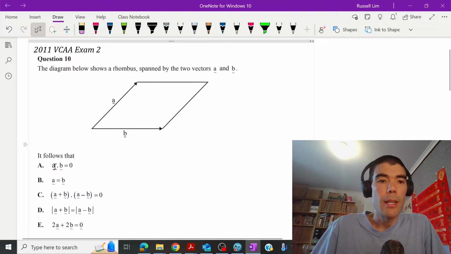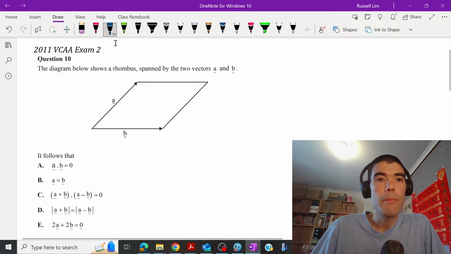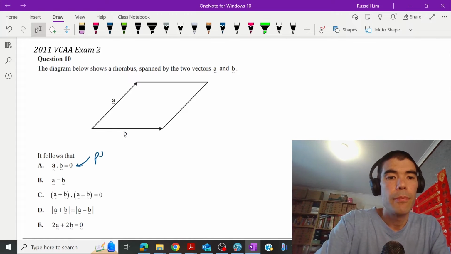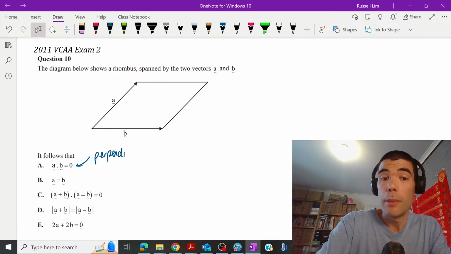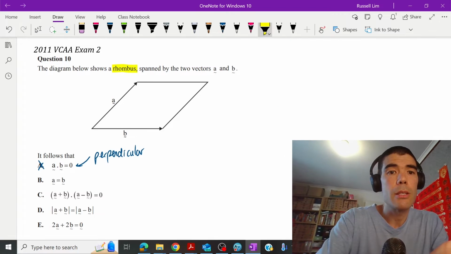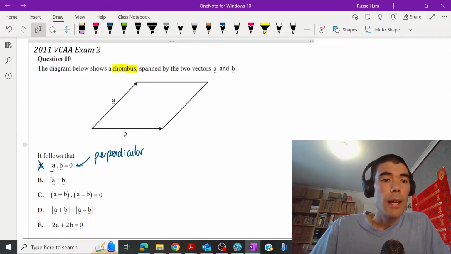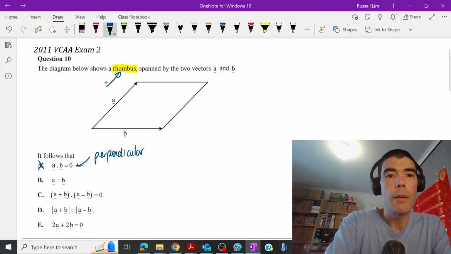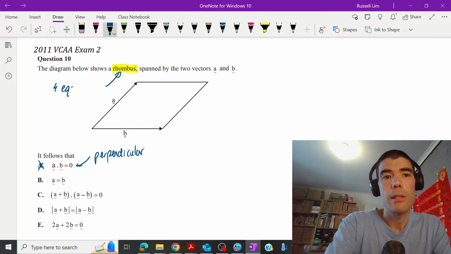It follows that, well, if a dot b was 0, that would mean that these two vectors would be perpendicular, 90 degrees. They don't look perpendicular. They don't have to be perpendicular. I mean, we're told this is a rhombus. Like, it's not a rectangle.